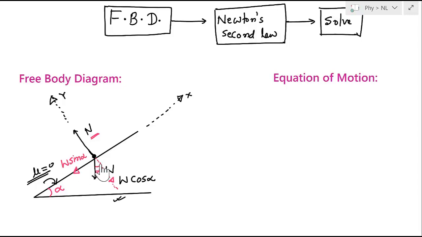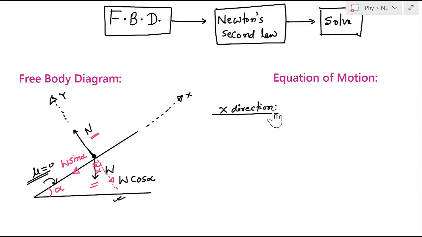Now I can remove this force because I have already considered its effect, and that's why we have made a cross sign, so that we remember that this force will not come into the picture when we write the equation of motion. Now let us write the equation of motion. We can first write the equation of motion along the x direction.